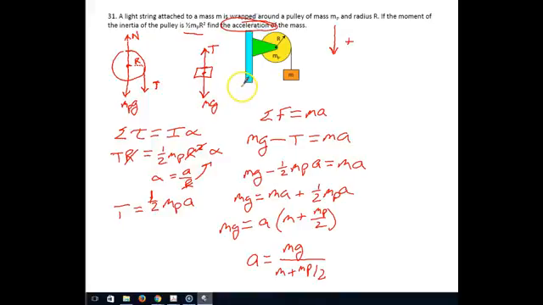They want us to find the acceleration. There's no numbers, so we can only do it in letters. And so that is your answer to number 31. Let's go ahead and take a look at the next one.